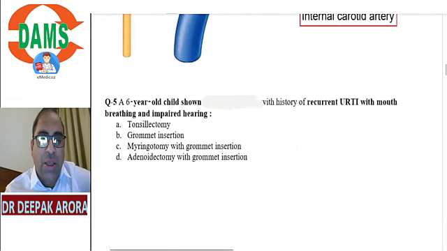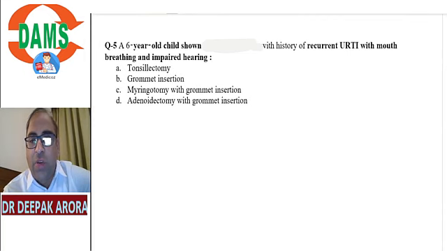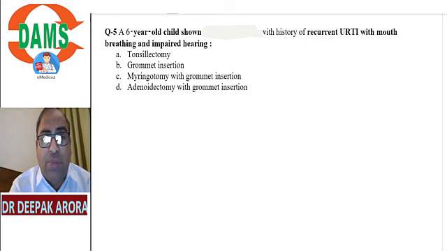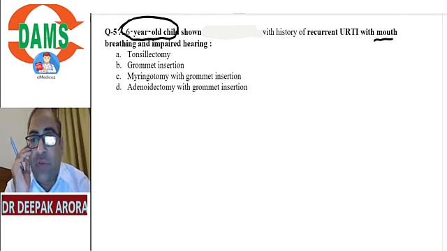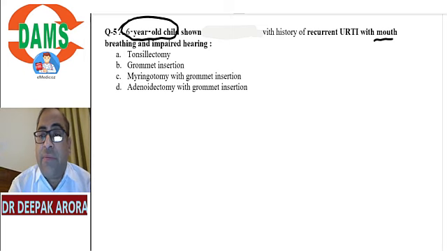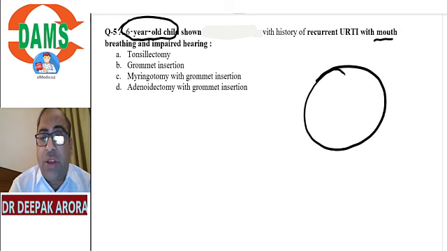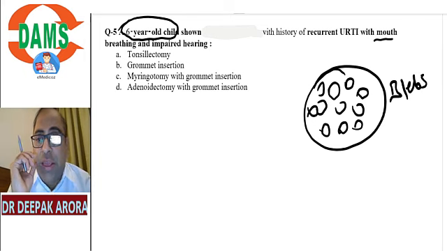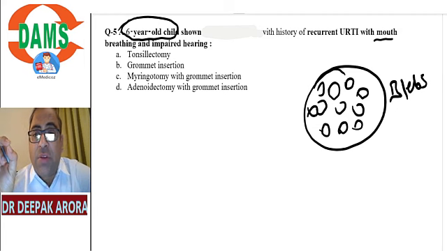Clear? Question number 5. A child with a history of URTI with mouth breathing and impaired hearing. This is again a very old MCQ of your NEET examination. If the patient has serous otitis media with impaired hearing, recurrent attacks and mouth breathing, a school-going child, it is going in favor of adenoid hypertrophy, one of the causes of serous otitis media. If the examiner shows you a tympanic membrane with small blebs and hearing loss, it is serous otitis media.